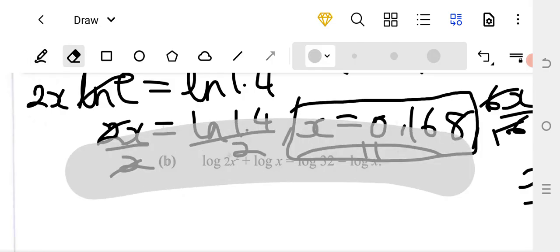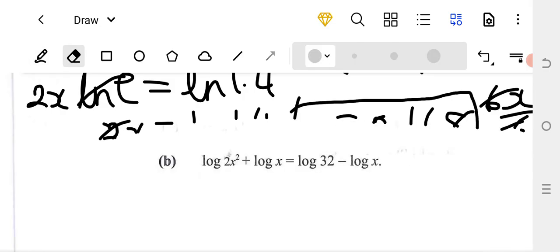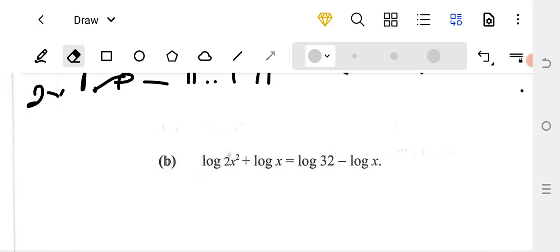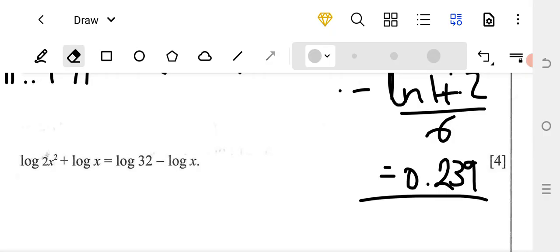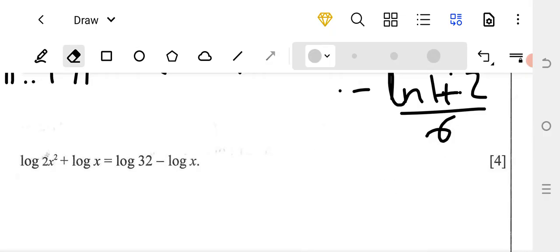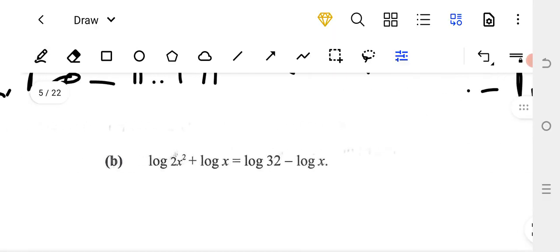Then we can just clean up here. So the final answer was 0.168. I'm cleaning up because we are going to the next question. The next question is carrying 4 marks.